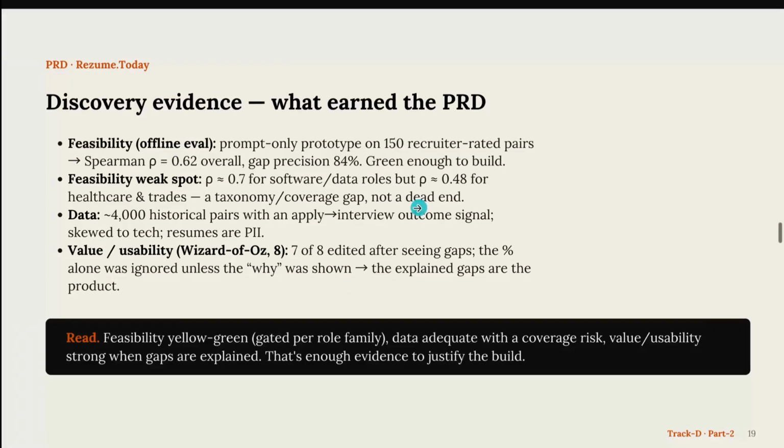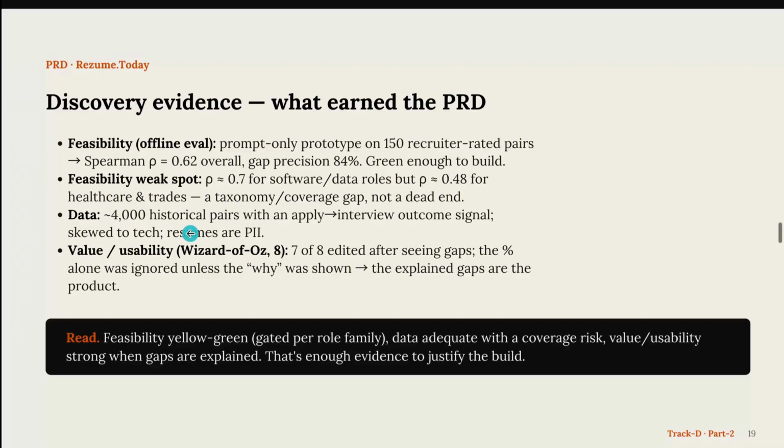Data wise, we need at least 4,000 historical pairs with an apply interview outcome signal. While these are positive ones, we need at least 4,000 ones. And that will help us build that PII information also on the resumes. That's PII for us for this exercise.